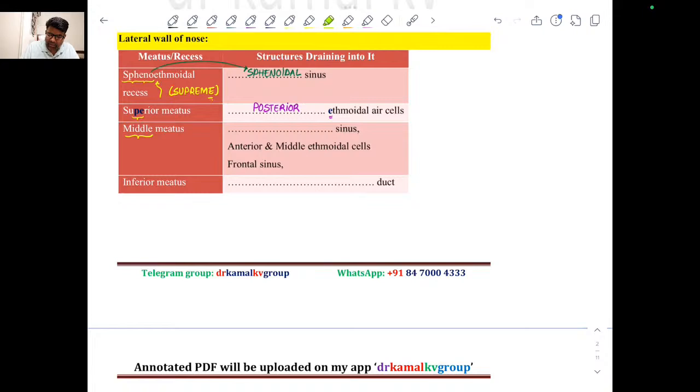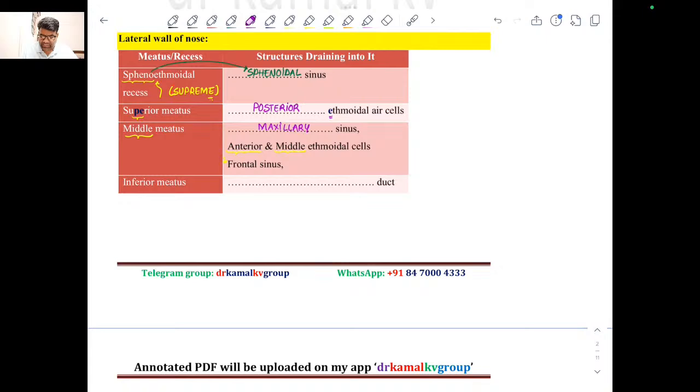Obviously, then anterior and middle ethmoidal are coming here, and then frontal sinus. And now which sinus is remaining? Maxillary. Very good. So this is maxillary sinus. Clear? So this is about sinus openings: supreme meatus, superior meatus and middle meatus. In the inferior meatus, there is no opening of any sinus.